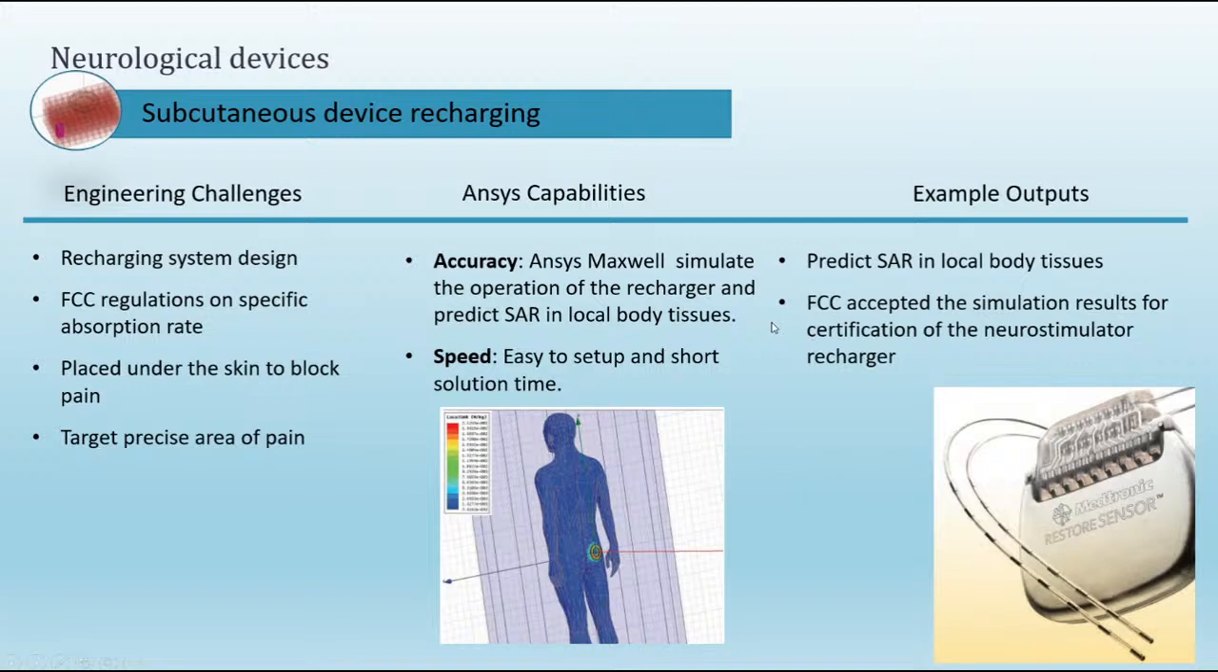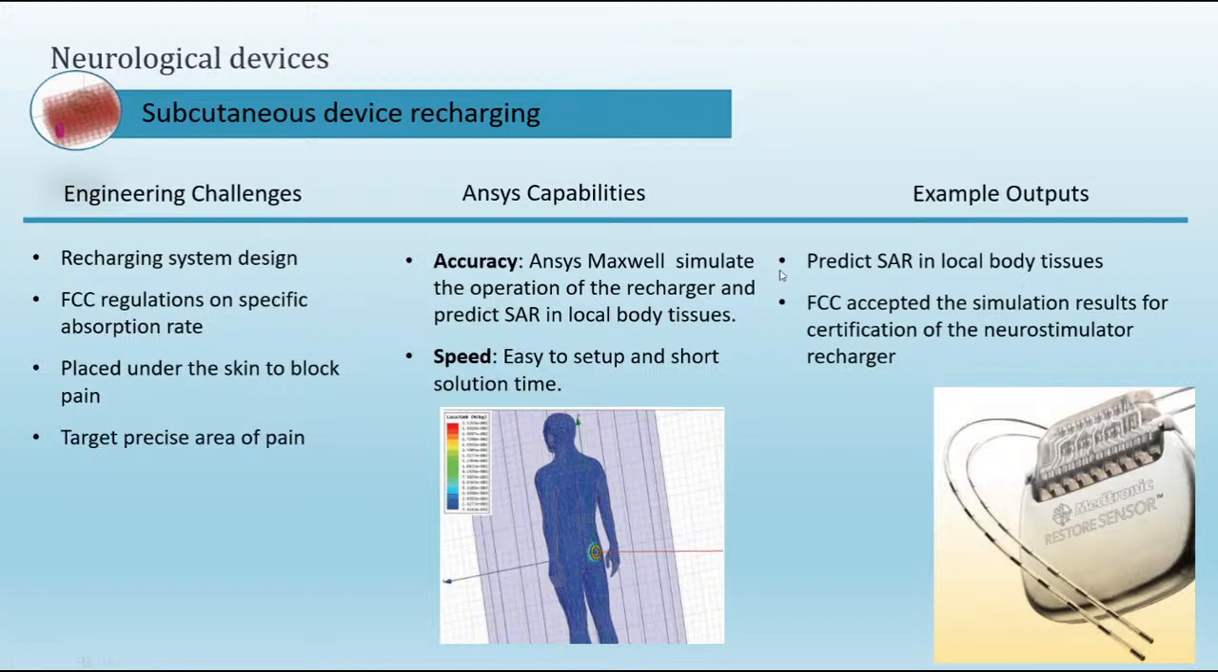The ANSYS capability we used here is a Maxwell simulation to simulate the operation of the recharger. So there's a couple of coils. We modeled the device, put it inside of a human body, put a recharge coil on the other side, energized it based on the expected operating conditions, and measured the specific absorption ratio of the body tissue locally. So it's pretty easy to set up, and the solution time is quick.